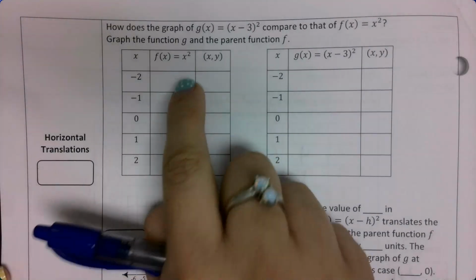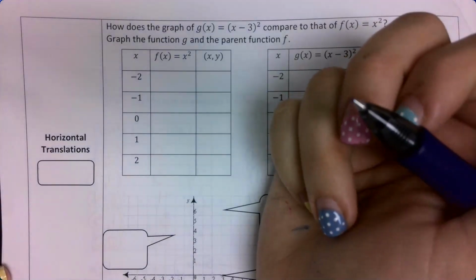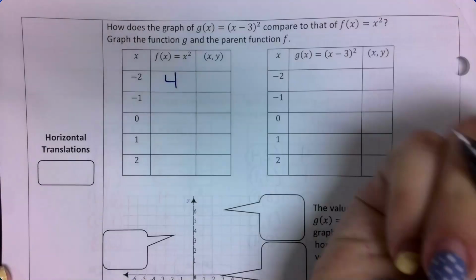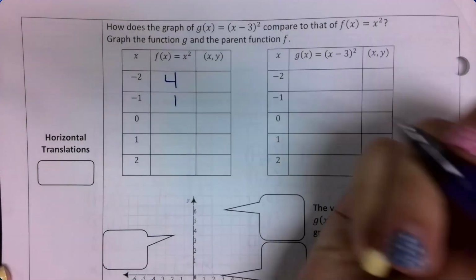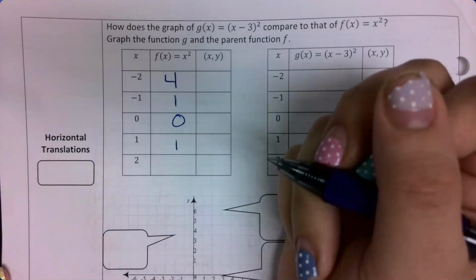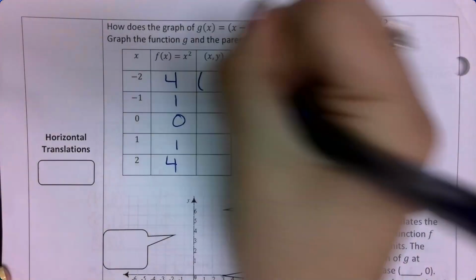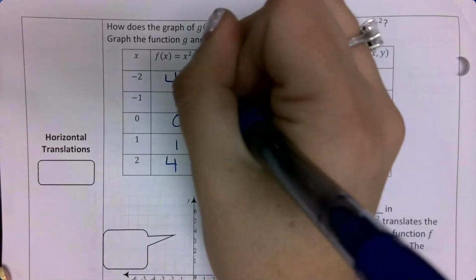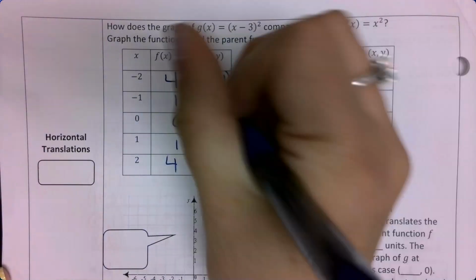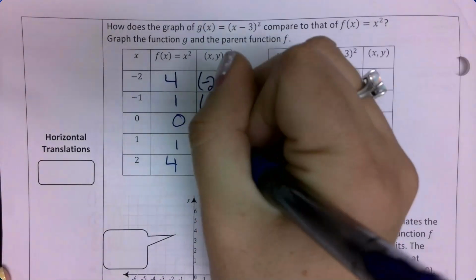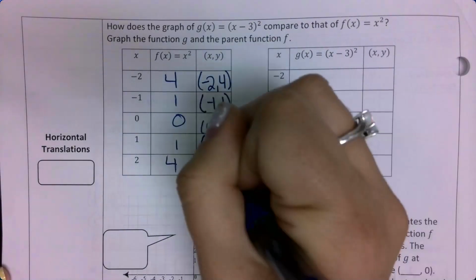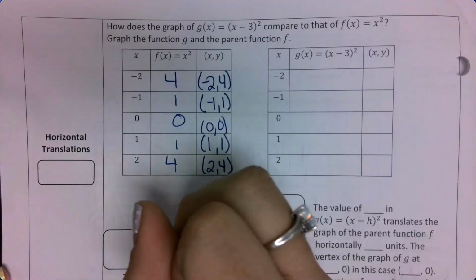What do I get when I plug in -2? What's -2 squared? 4. What's -1 squared? 0 squared? 1 squared? And 2 squared. So then my coordinate points are... So then I want to go ahead and plot these points.